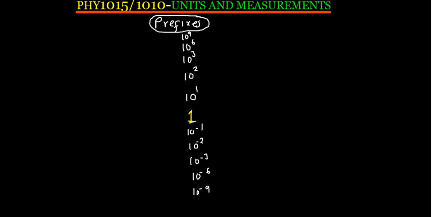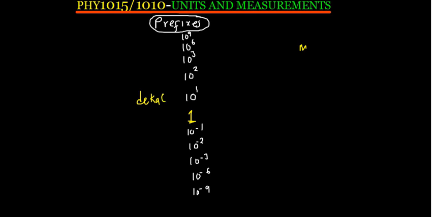Now remember, I've said 1 is a reference point. So when you are going up, something that is 10 to the power positive 1 has a prefix that comes in front of a unit. For example, if the unit you are talking about is a meter, a prefix is something that comes in front. When you've got something that is 10 to the power positive 1, the prefix is deca.